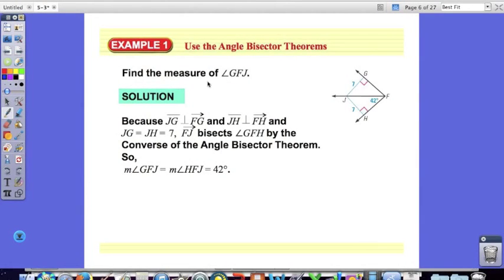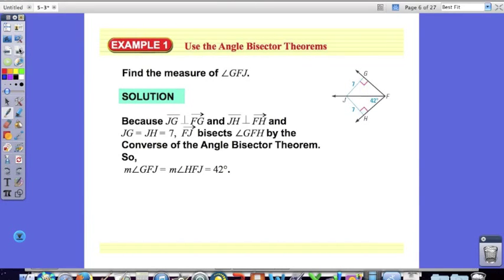So now let's look at how we would use these angle bisector theorems. Obviously, we have example number 1 here, and we can see that the distance from J to G is 7. The distance from J to H is the same, it's 7. Both of these intersect the sides of the angle at a 90-degree angle. This must be the angle bisector, therefore this must also be 42 degrees.